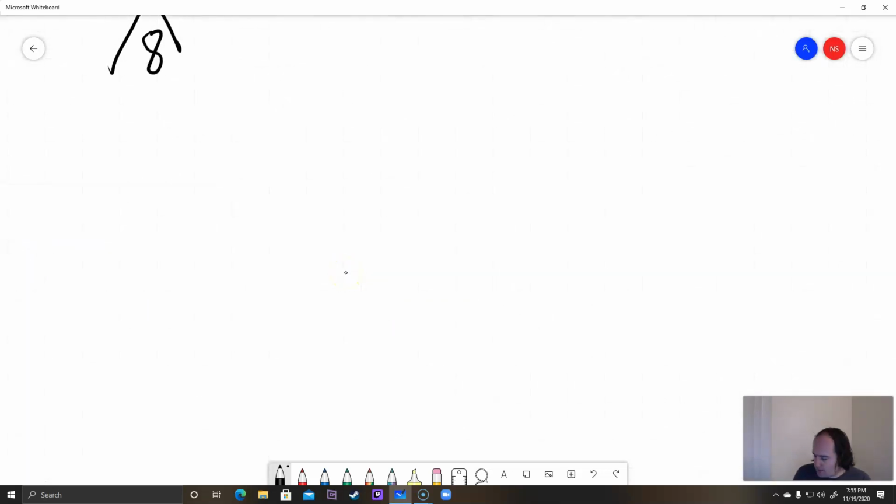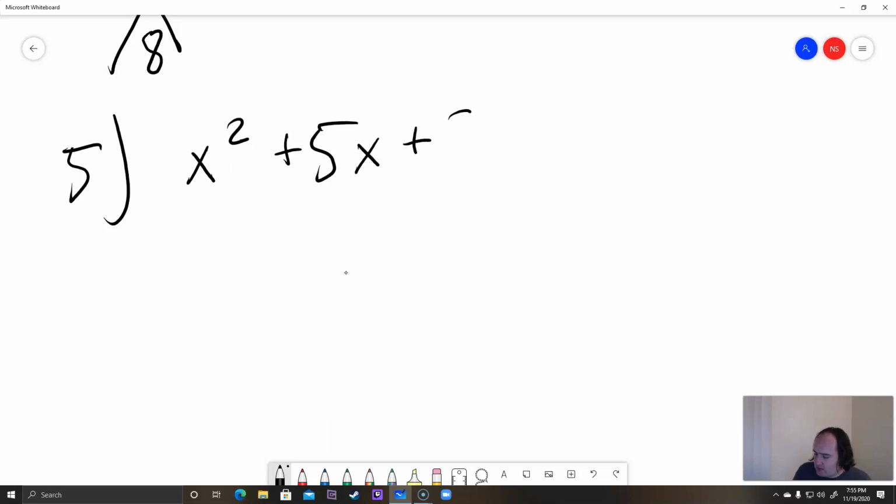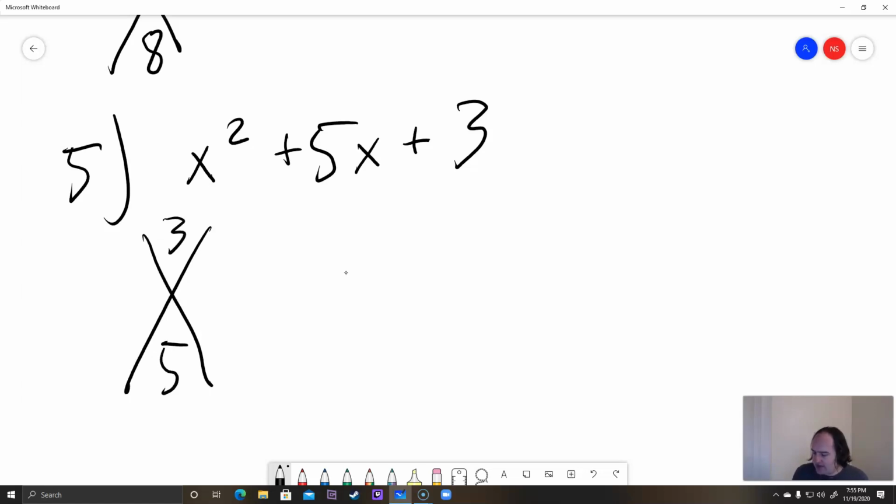Okay, let's take a look at problem number 5. Problem number 5 is x squared plus 5x plus 3. So using the x method here, we know that we're going to have a +3 on the top and a +5 on the bottom. Now we need to think of numbers that multiply to +3, but they need to add to +5. Well, if you think of numbers that multiply to 3, there's only one choice. There's only 3 and 1.